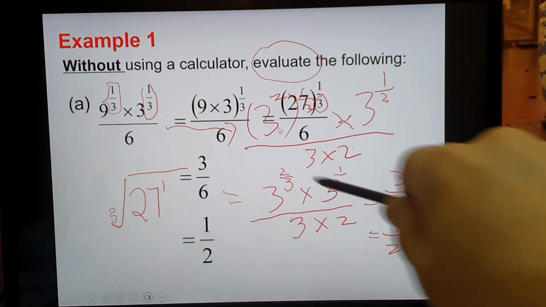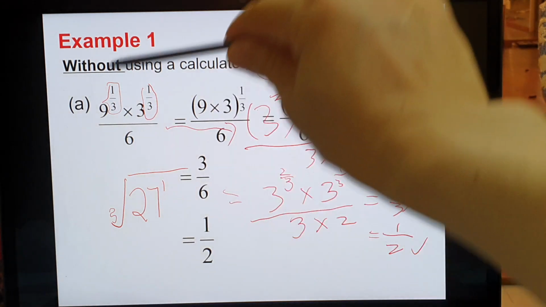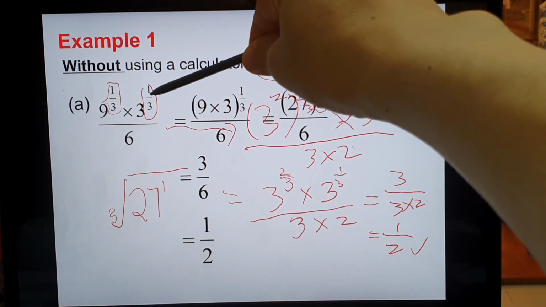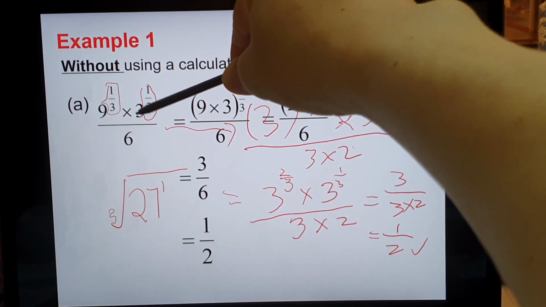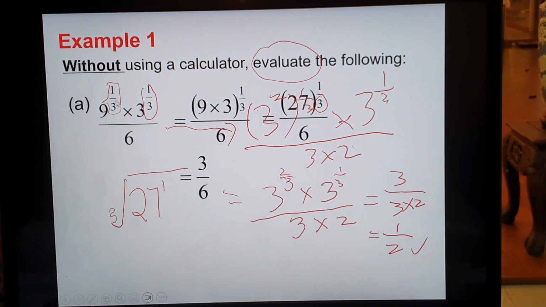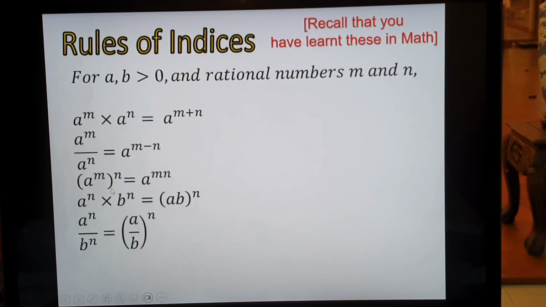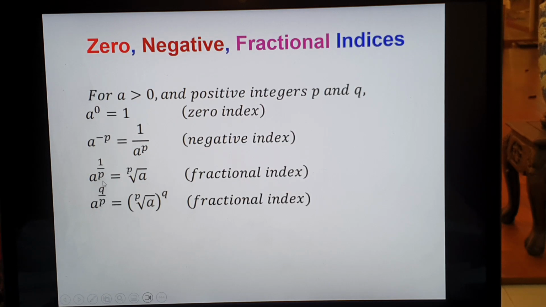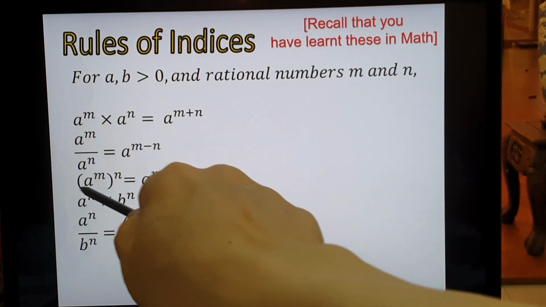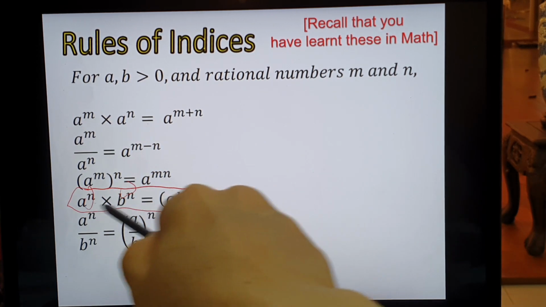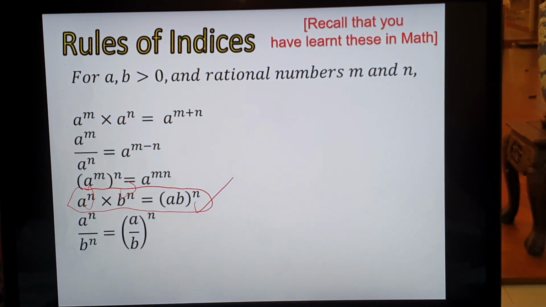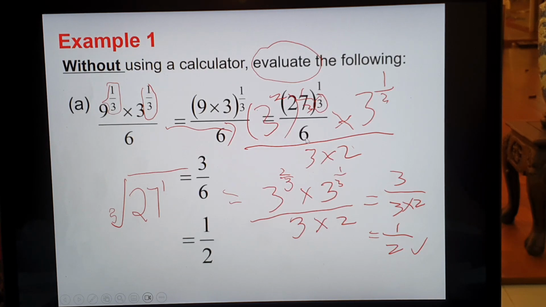So actually you can do either this way or the other way, but you should be able to recognize that, oh, I have the same power, then you can combine the base. So the rule that we are applying is this rule here. I have the same power, I can combine the base together. Let's move on to the next question.